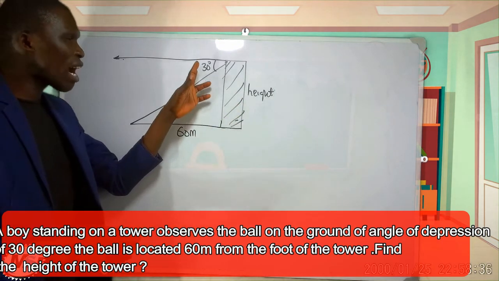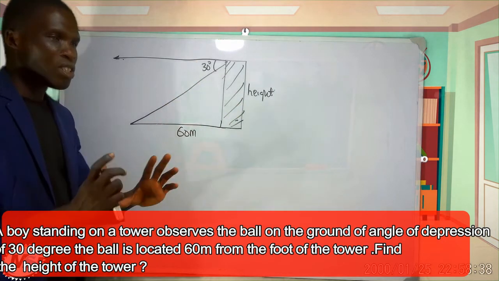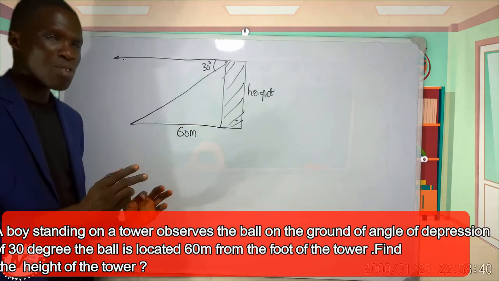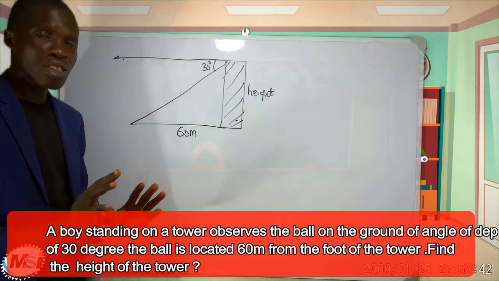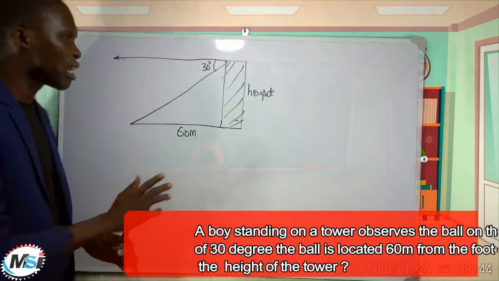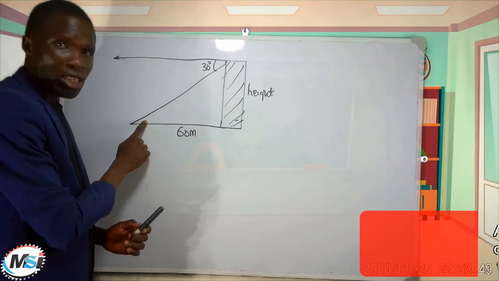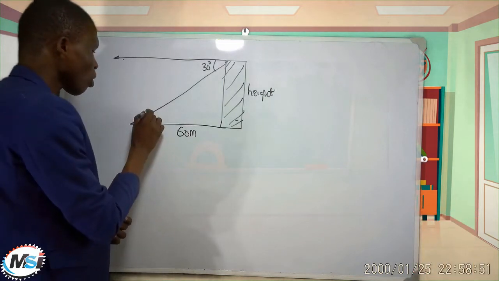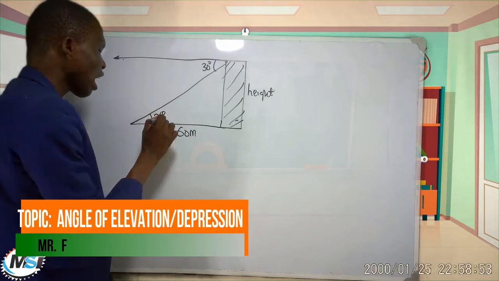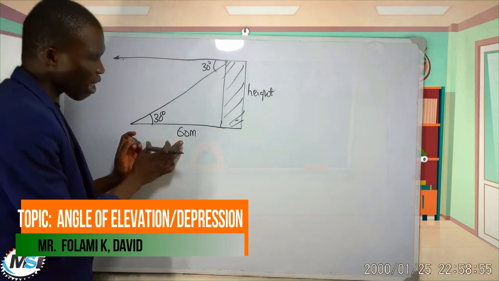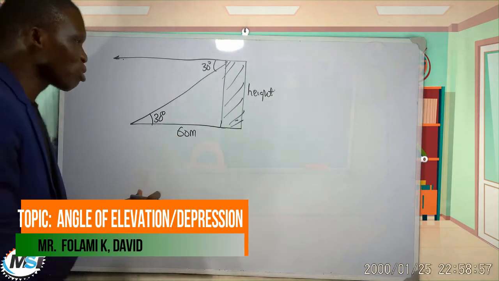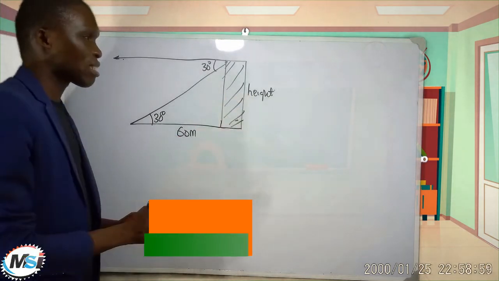But this is the angle of depression. That's what we call alternate angles. Alternate angles are always the same. So what will happen here, if 30 degrees here, what will be here will be what? 30 degrees, because of alternate angles. Now, once we get this, the next thing to do is to find the height.